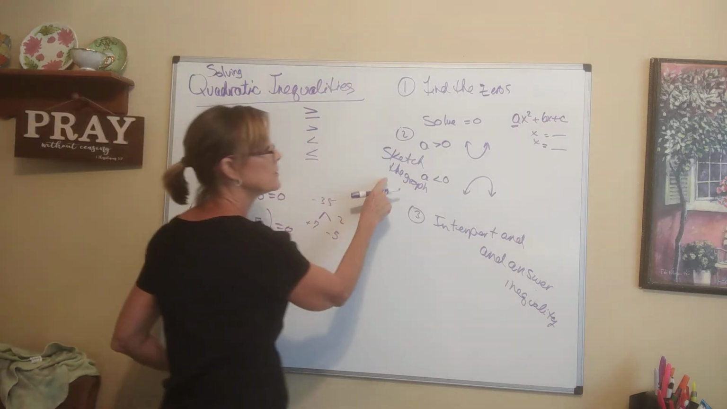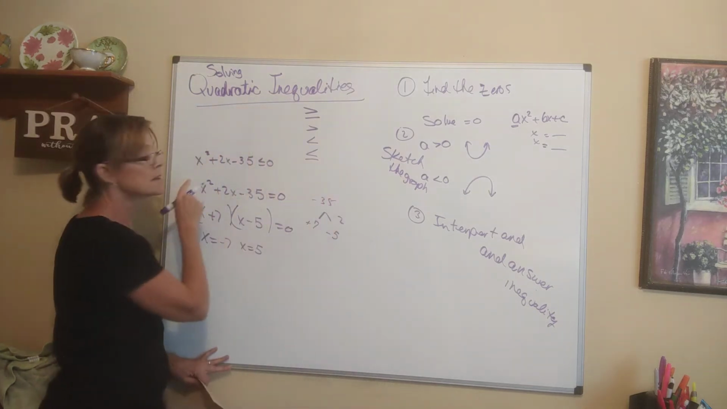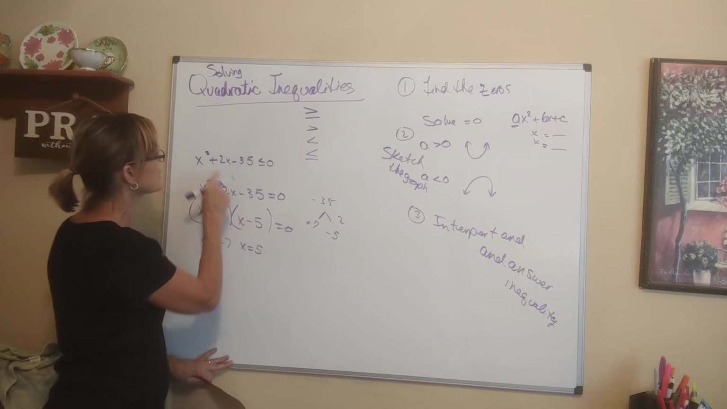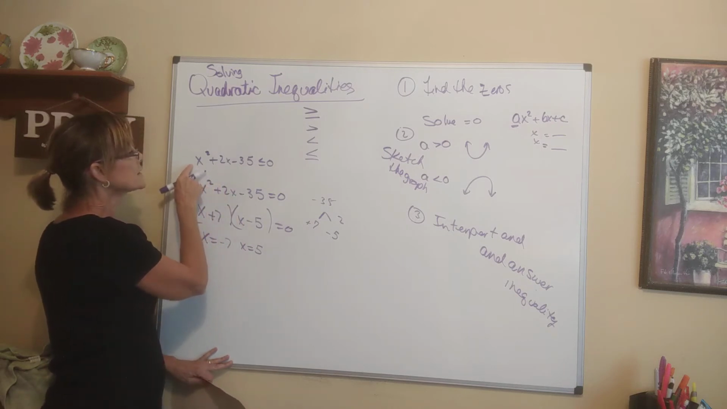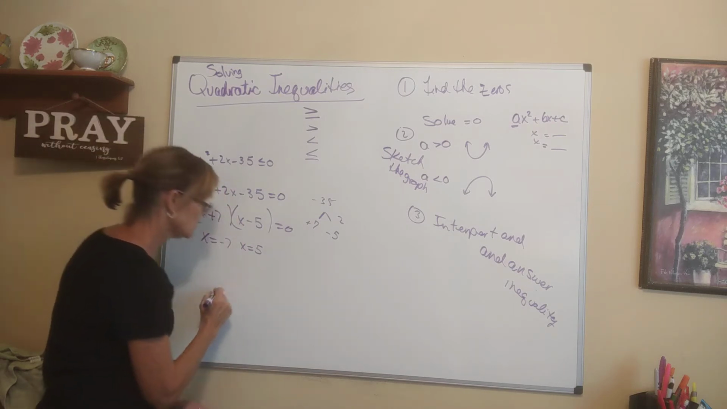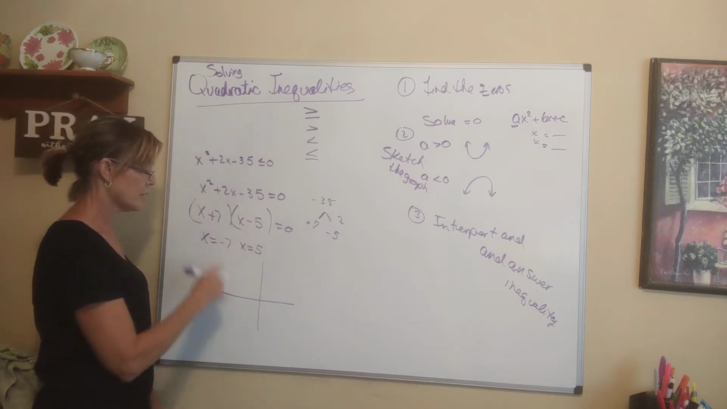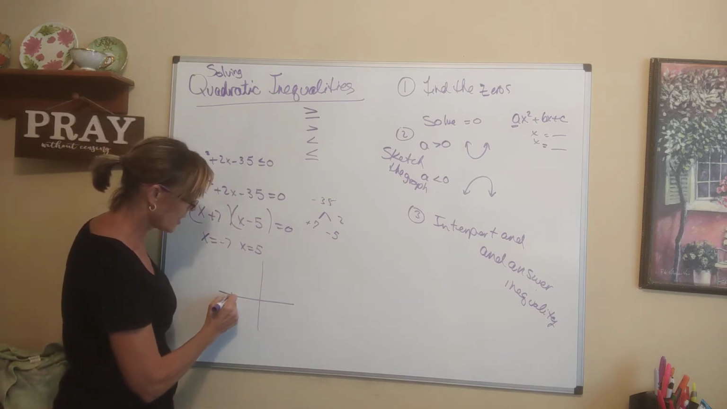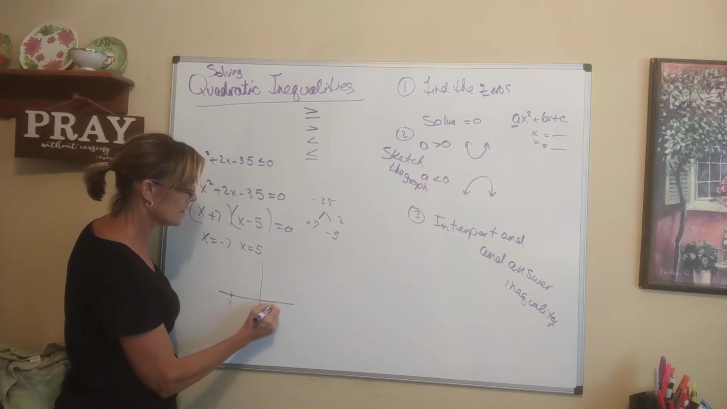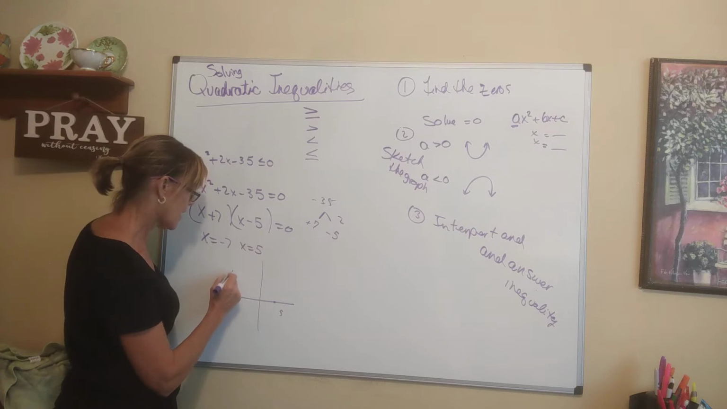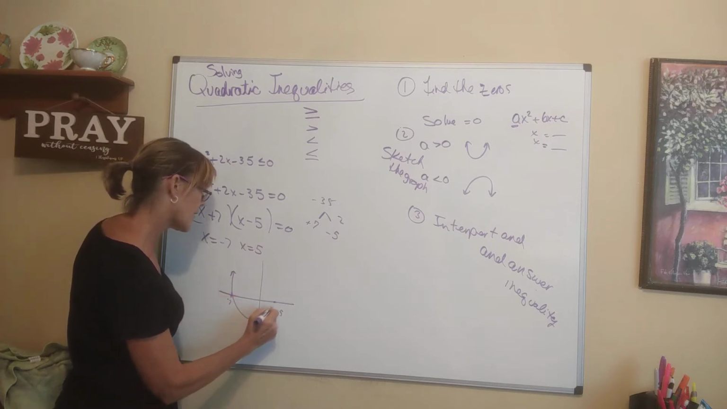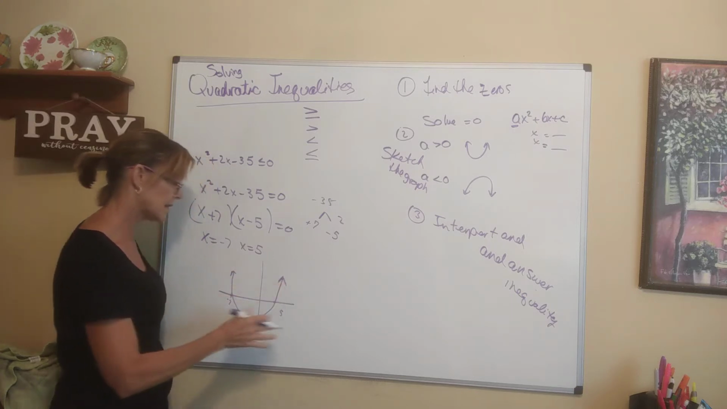Let's go to step 2. Let's sketch the graph. This is just a sketch. It's not super accurate, but here we go. This is a positive leading coefficient, which means I'm going to have a parabola that's facing up. It's going to pass through over here at x is negative 7 and over here at x is 5. It's going to be some parabola like this.